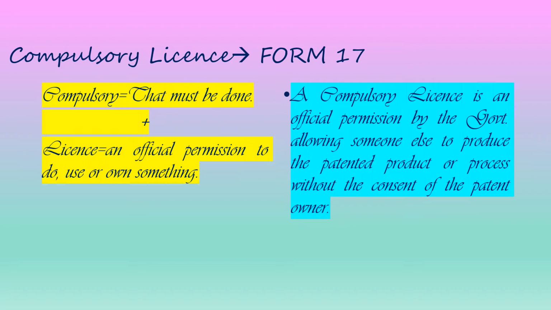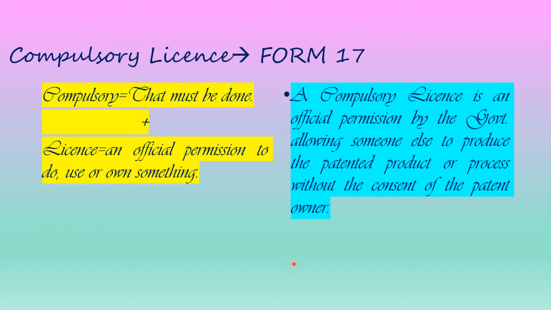Friends, as we know, the key term for form number 17 is compulsory licenses, so you can see here that compulsory license indicates form number 17. Fine. So now we will see what it means literally. Compulsory means that must be done, plus license. So what is the meaning of license? License is an official permission to do, use or own something. Now this is the literal meaning of compulsory license or compulsory licensing.